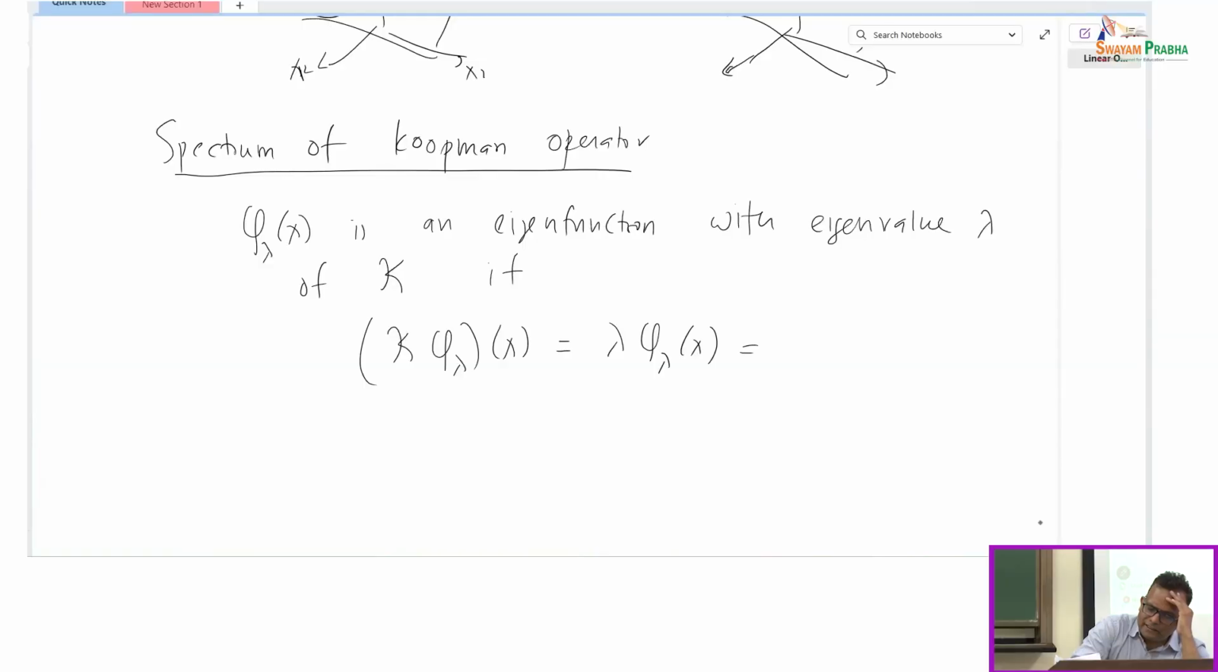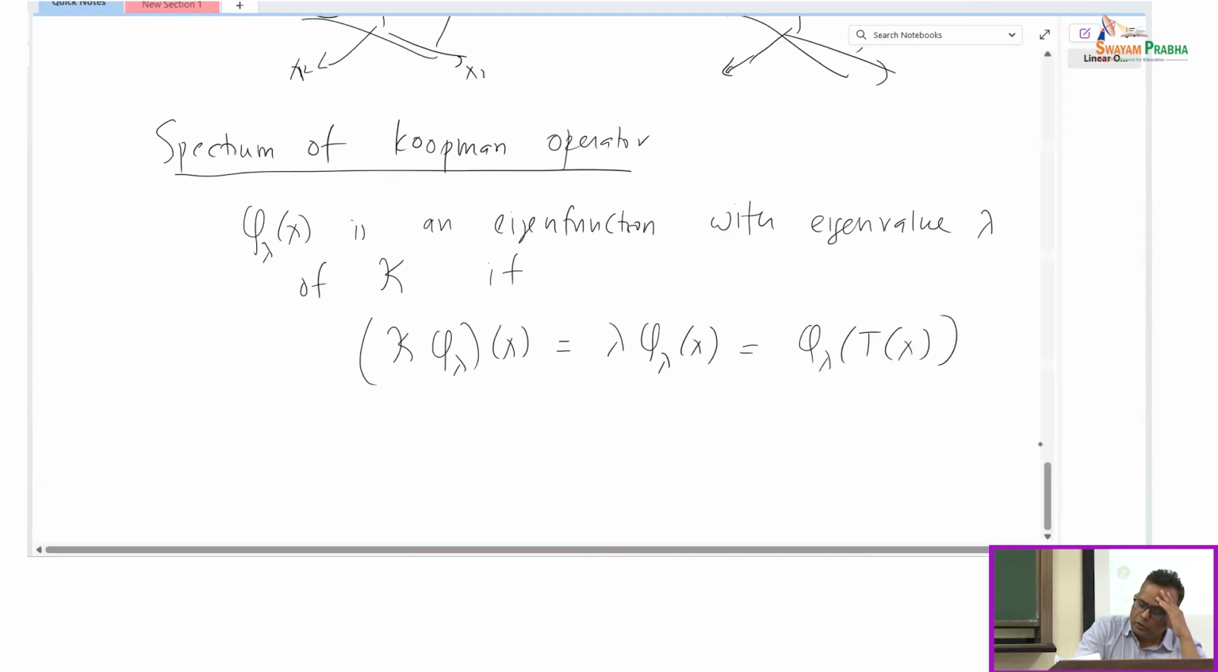Okay, so let's begin. This is a definition of the eigenfunction of the Koopman operator associated with eigenvalue lambda. This basically means that this Koopman operator leaves this function phi lambda invariant. Using the definition of this Koopman operator, one can rewrite this as simply saying that phi lambda of f_t of x is the same as lambda times phi lambda of x, right?